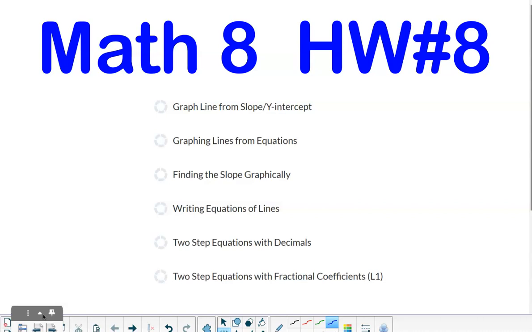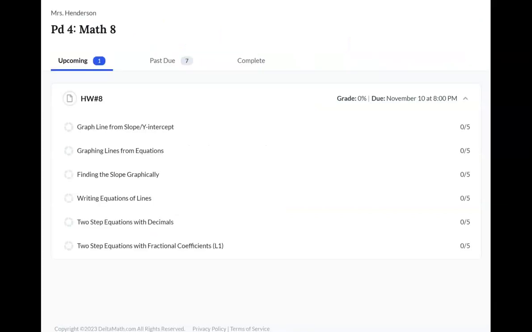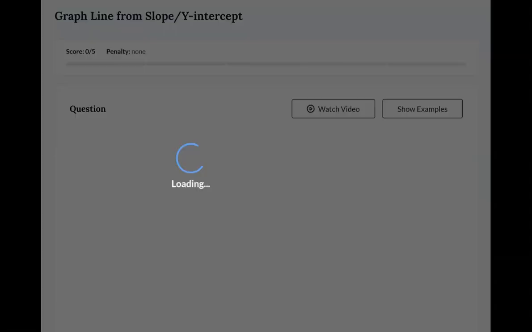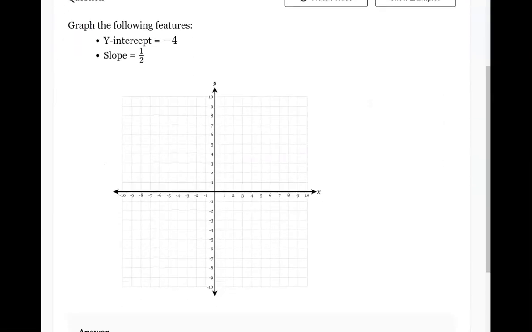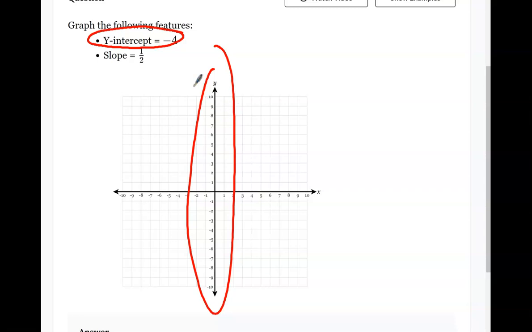This tutorial will cover the topics on homework number 8. Let's start with the first topic on graphing lines using the slope and y-intercept. So the y-intercept is the point in which the graph will cross the y-axis.